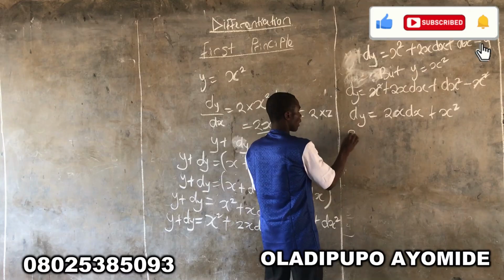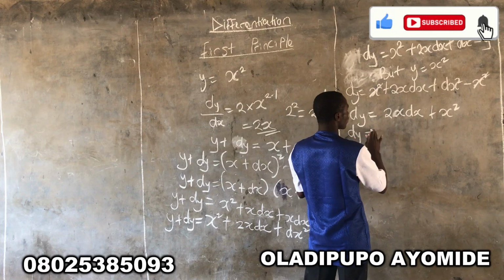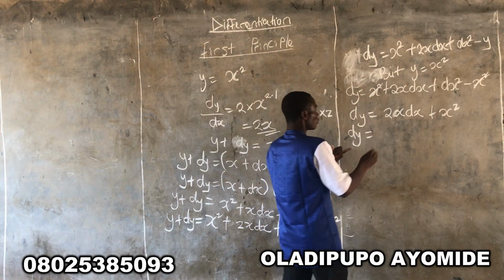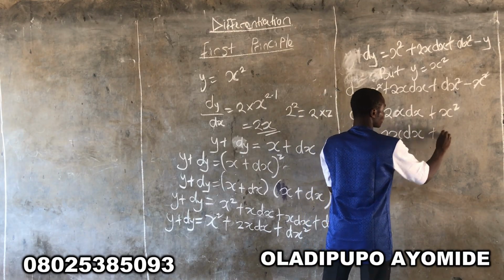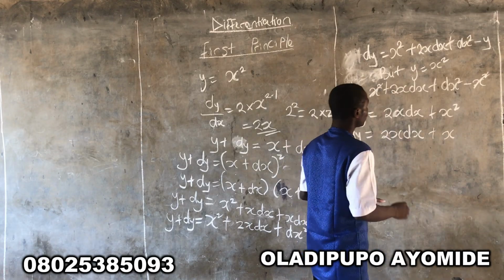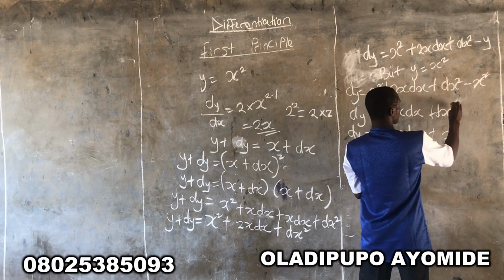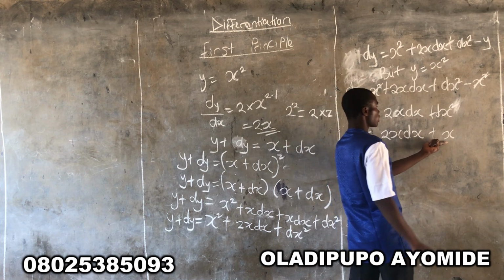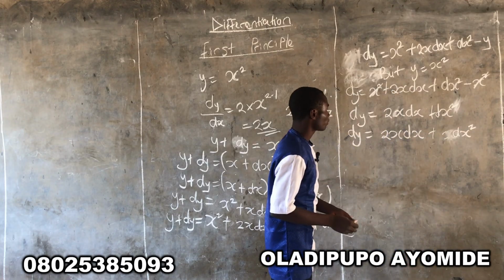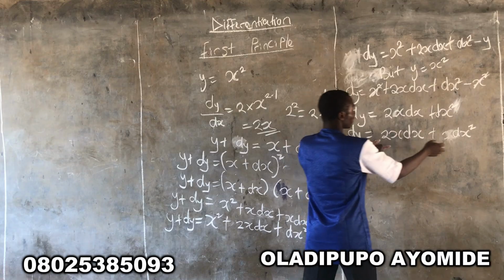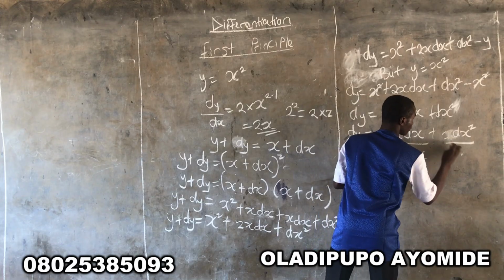So now we can say dy is equal to 2x dx plus dx squared. In this case, we have to divide both sides by dx. So now dy over dx is equal to 2x dx plus dx squared, all over dx. Since we are dividing both sides by dx, this will be dx, and this is dx.